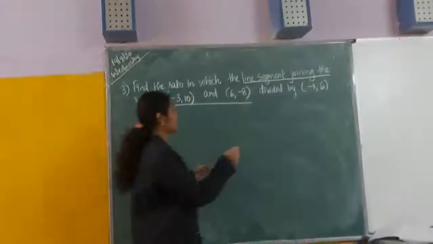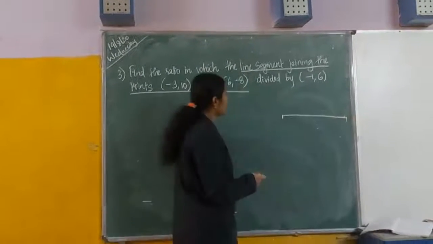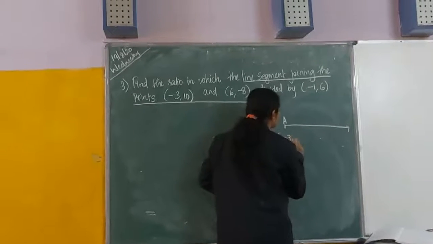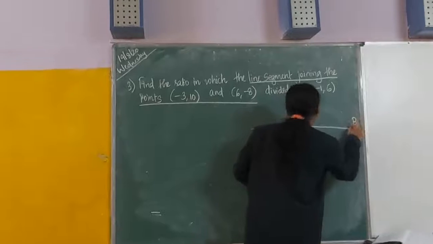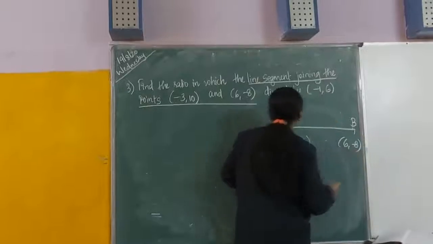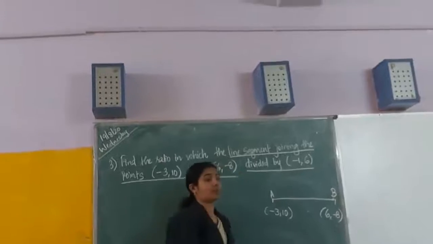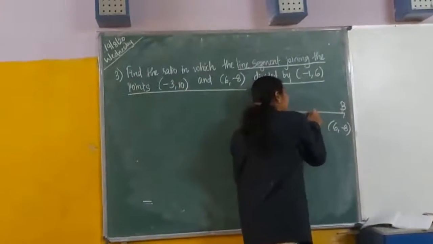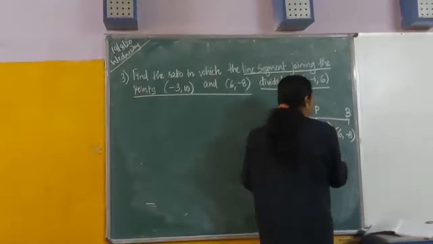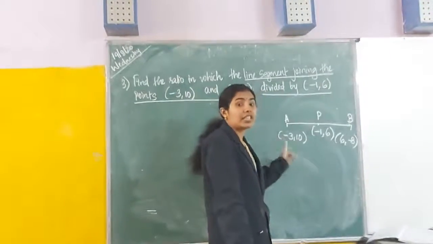So there will be one line segment. Draw one figure for that. Its two endpoints are minus 3, 10, so A we should take as (minus 3, 10). The last point B is (6, minus 8). And this line segment is divided by (minus 1, 6). So this line segment is divided by one point, and that point is (minus 1, 6). So they have already given one point which divides this line segment. They didn't give the ratio.